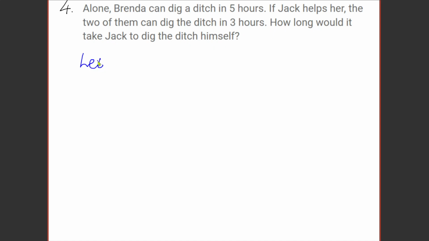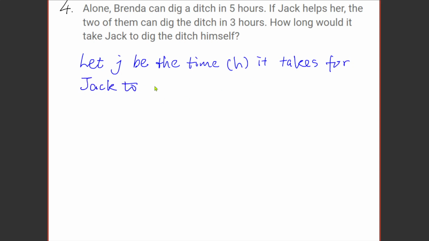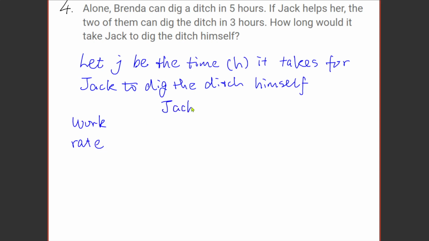So we could let J be the time in hours it takes for Jack to dig the ditch himself. Then we know the work rate of Jack, Brenda, and their combined work rate, right?